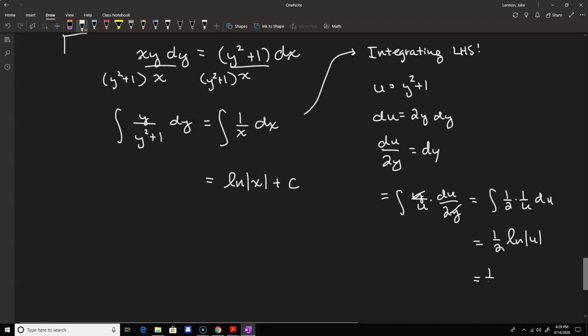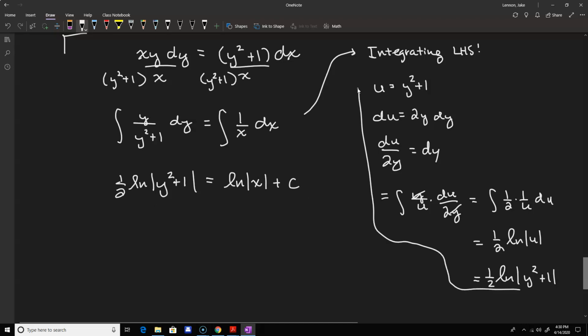So this is 1/2 natural log of absolute value of y squared plus 1. Again, absolute value probably on that side is unnecessary because y squared plus 1 is always going to be a positive quantity, but I'm just going to leave it alone and write it down exactly as is. So we have 1/2 natural log absolute value of y squared plus 1, replacing the left-hand side from that integration over here. So that's kind of like scratch work, but that's the integration by u substitution.